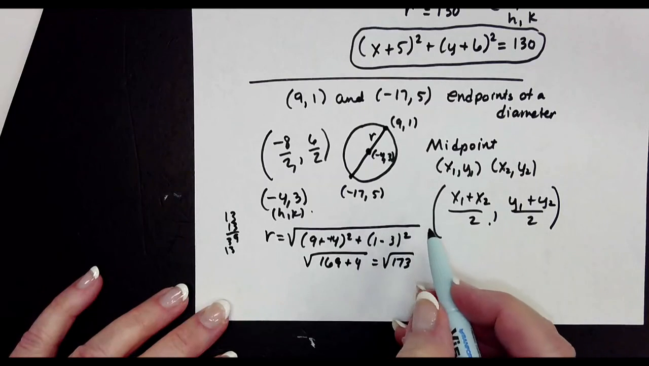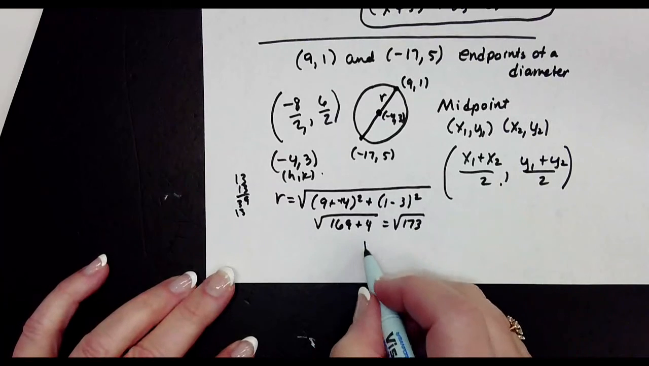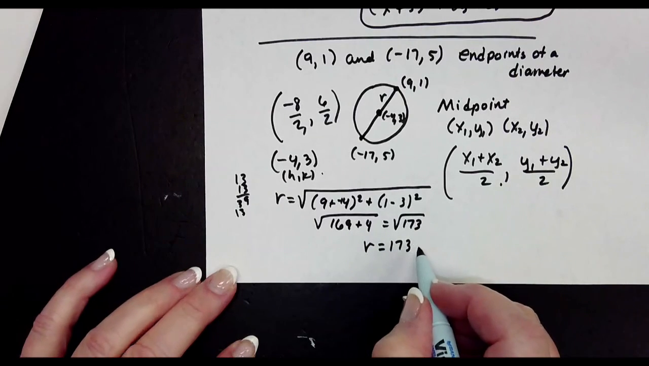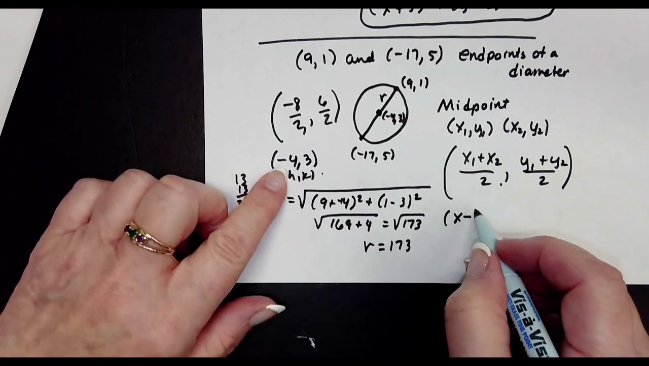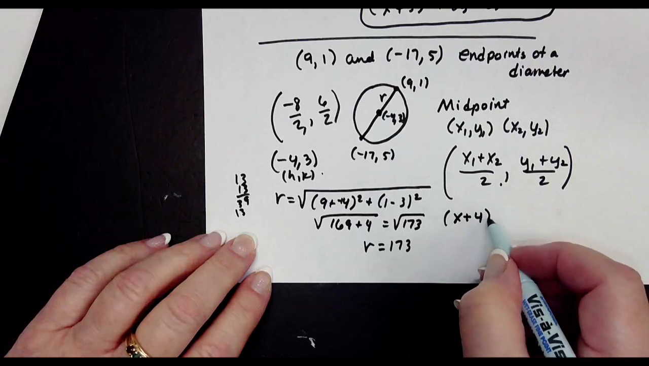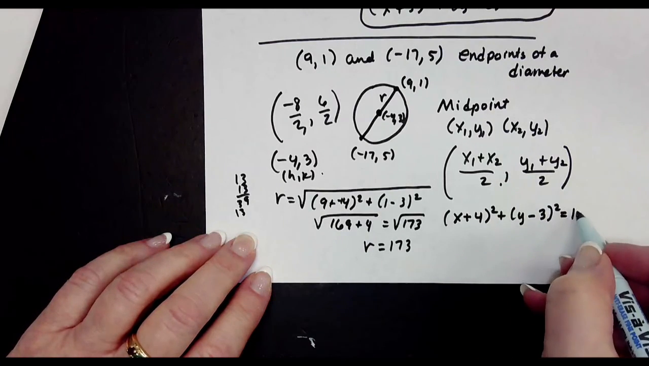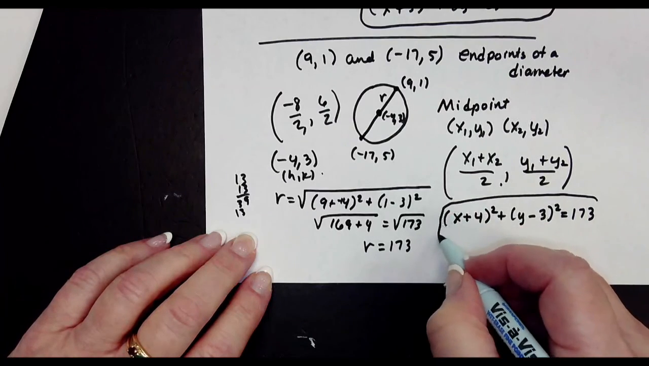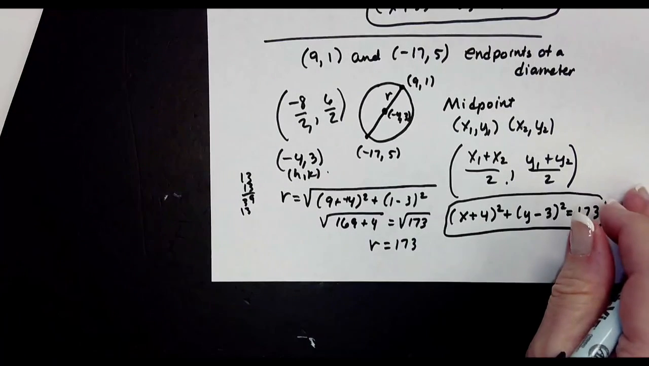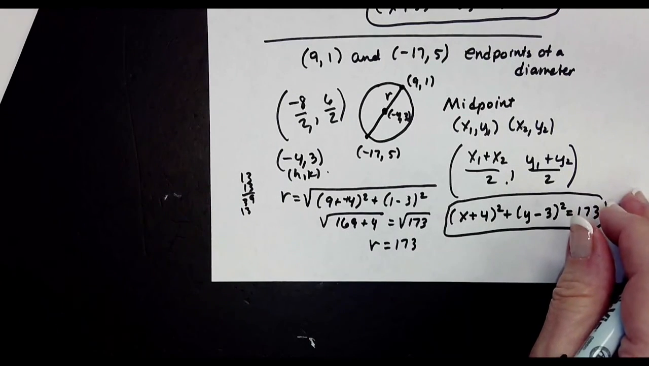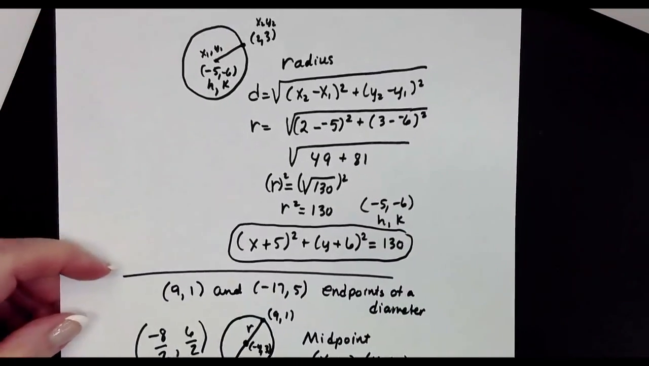Now again, it's like the 130 we did a minute ago. If that's r, then r squared is going to be 173, right? So my formula is going to be x minus h, which our h was a negative 4, so plus 4 squared, y minus k, which is 3 squared, equals 173. So you get the idea that you have different things that they're going to have you set up to do. Okay? Thank you very much.